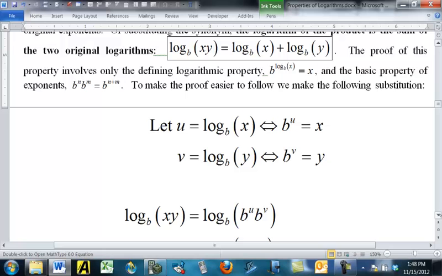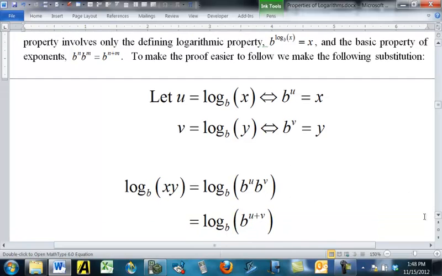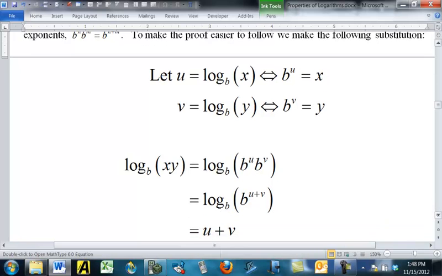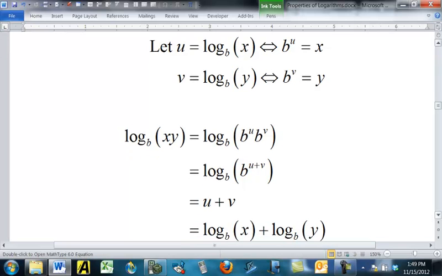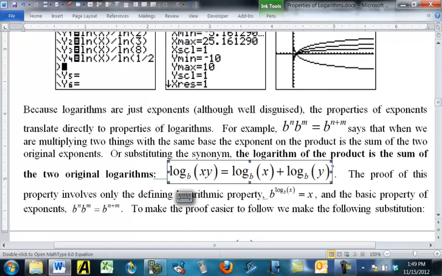Now I'm going to use my property of exponents that says if I have two of the same base and I multiply them together, I keep the same base and add the exponents. So that becomes b to the u plus v power. But now I have log base b of b to some power. They cancel each other out and you're just left with the power u plus v. But wait a minute, what's u? It's log base b of x. And what's v? Log base b of y. So we get the result that we want. The log base b of xy is log base b of x plus log base b of y, exactly what we have in the parentheses here, which is what we're trying to show.